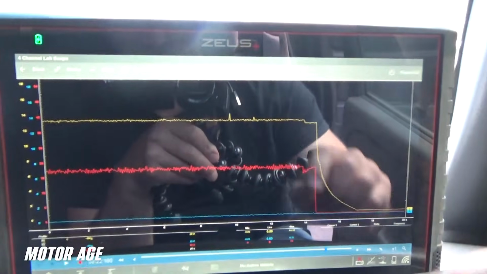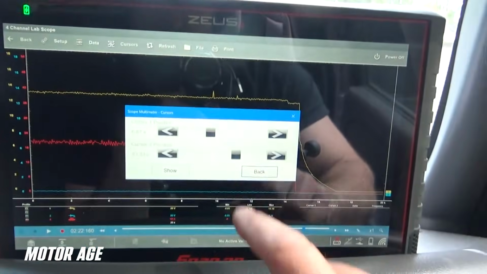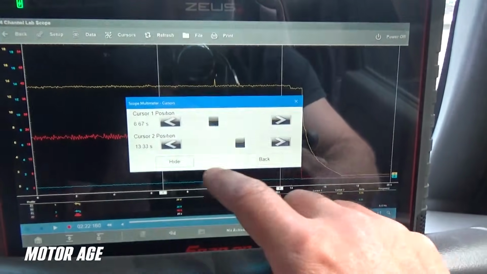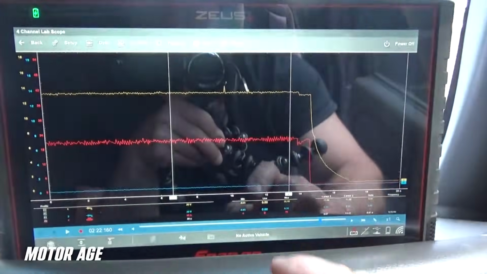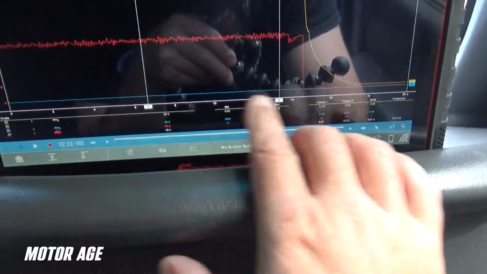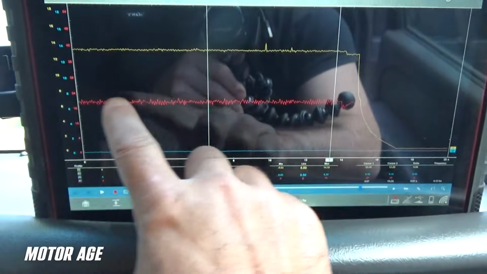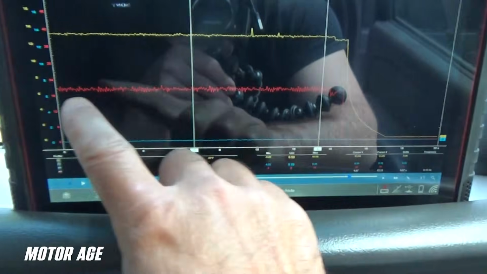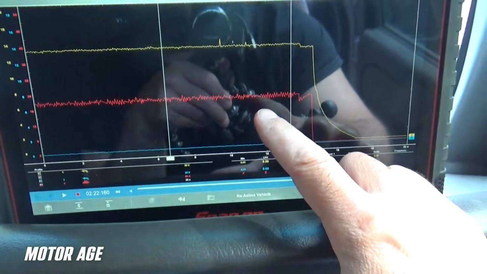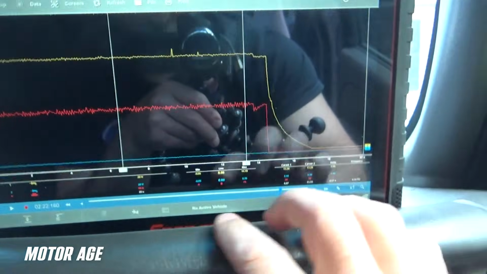So what I want to do real quick is capitalize on some of the tools the Snap-on Zeus Plus will allow us to leverage to help make better diagnostic decisions, some measuring tools, if you will. What we're going to do is deploy cursors. So if I come up here to the cursors button and I hit show, I can move them wherever I desire. And cursor 1 and cursor 2 are both referencing the same location, of course, on the red current trace. That's our work being performed.